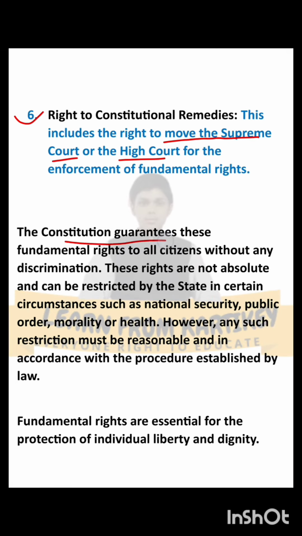The Constitution guarantees these fundamental rights to all the citizens without any discrimination. These rights are not absolute and can be restricted by the state in certain circumstances such as national security, public order, morality or health. However, any such restriction must be reasonable and in accordance with the procedure established by law.